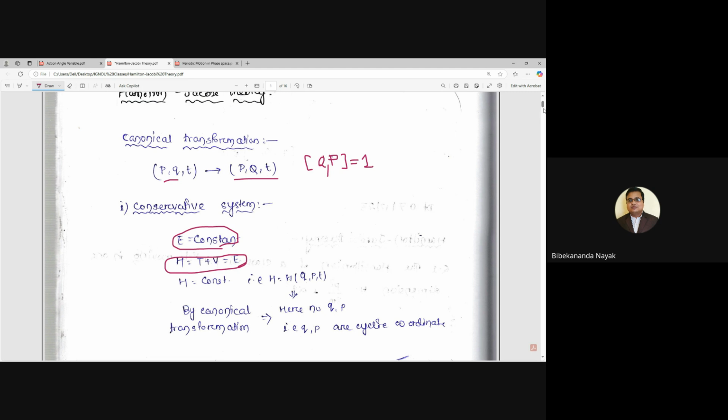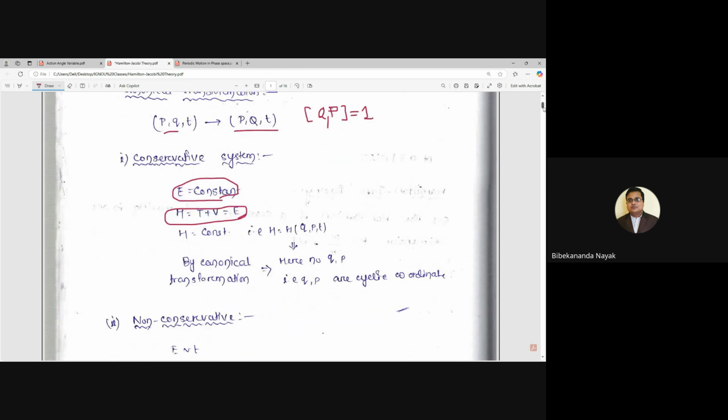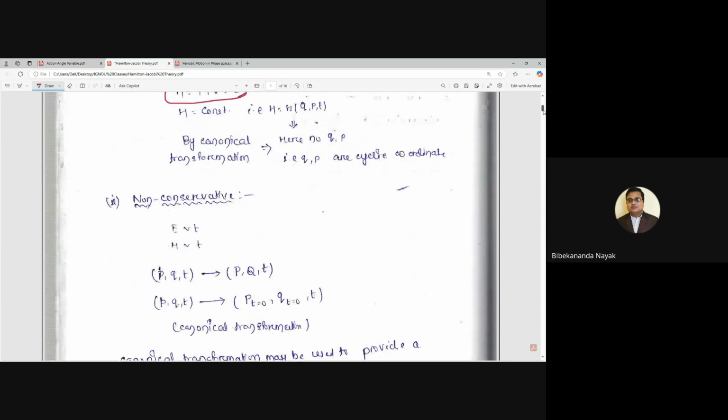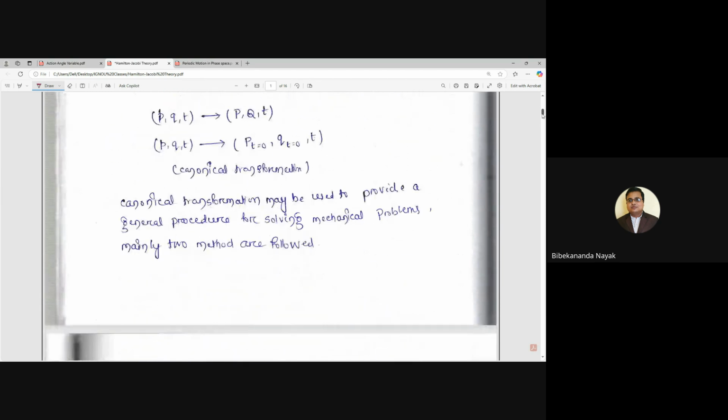Non-conservative means the Hamiltonian may not be equal to the total energy. These are the variables we already know. The canonical transformation may be used to provide a general procedure for solving mechanical problems. Mainly two methods are followed.